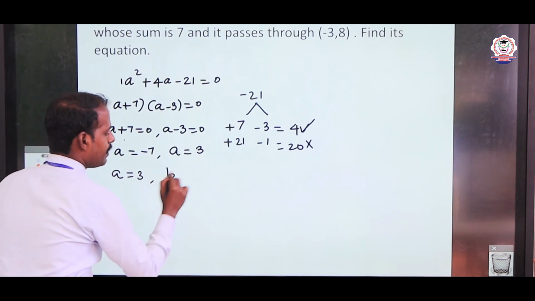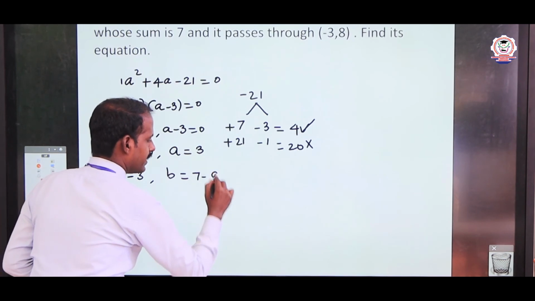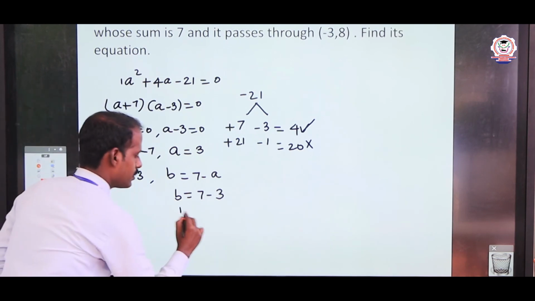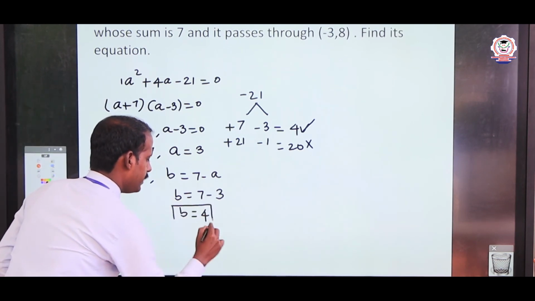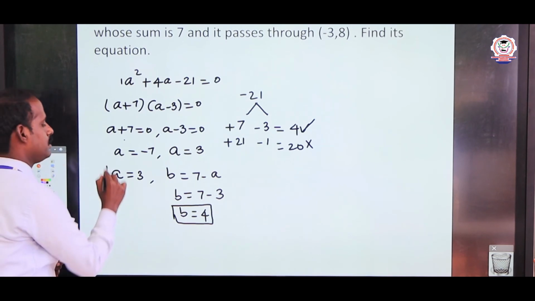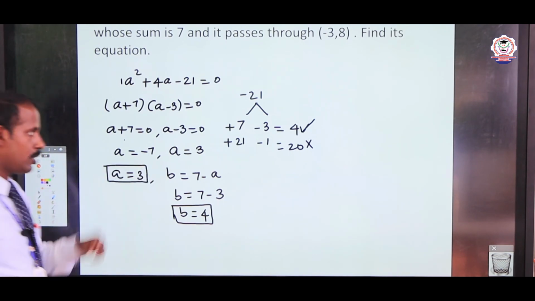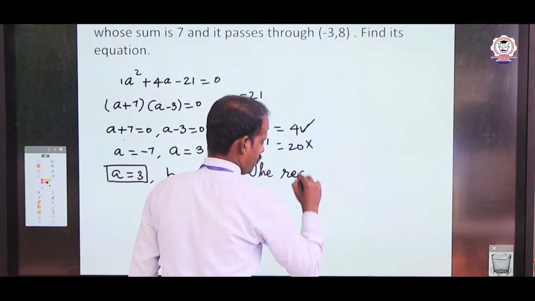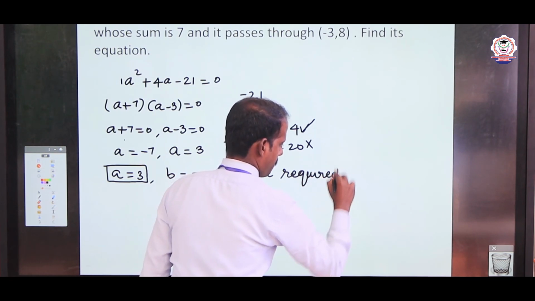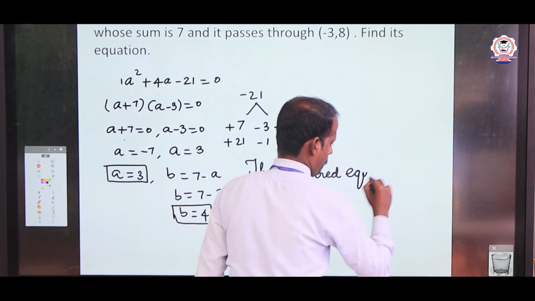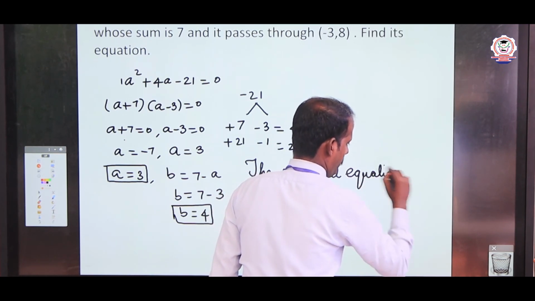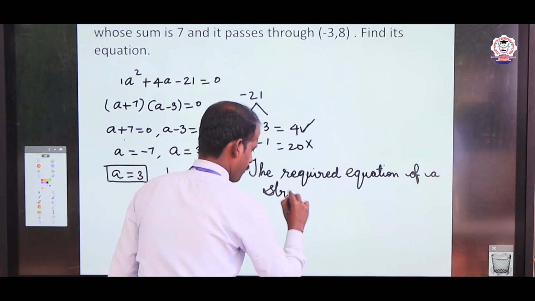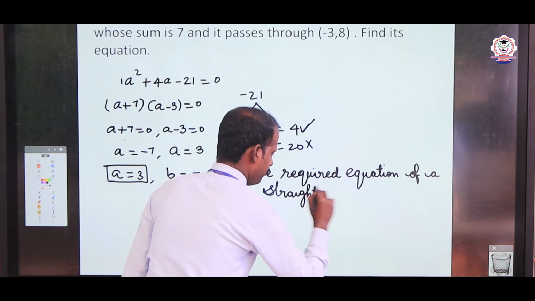What is the b value? We know b is 7 minus a. So b equal to 7 minus a, what is the a value? 3. So b equal to 4. So now we get a value 3 and b value 4. Now the required equation of the straight line.